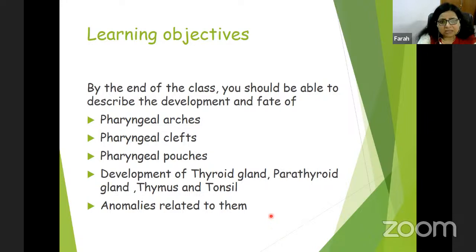So by the end of the class, a student attending this should be able to describe the development and fate of pharyngeal arches, clefts, and pouches, along with the associated structures related to them, that is the thyroid gland, parathyroid, thymus, as well as tonsil. And one should know the normal. When you know the normal, anomalies are also associated with it, so you should know the anomalies related to them.